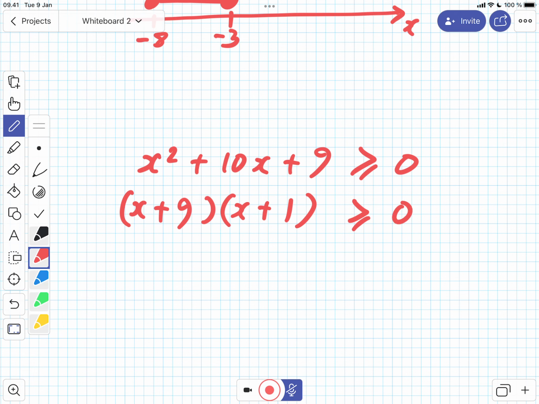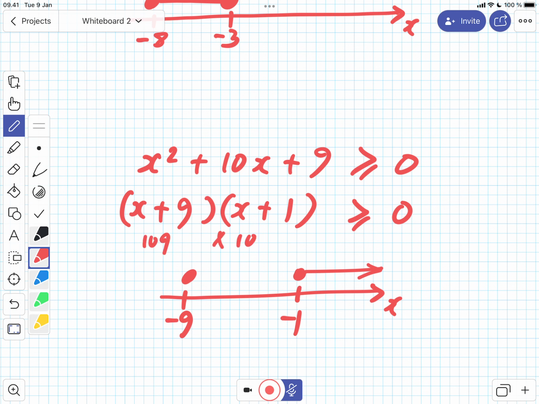Greater than or equal to 0. So for it to be equal to 0, x would have to be -9 or -1, so that either of the brackets came out to be equal to 0. For a very big value of x, again, let's think about 100. So if x was 100, you'd get 109 times 101. So that's definitely more than 0.